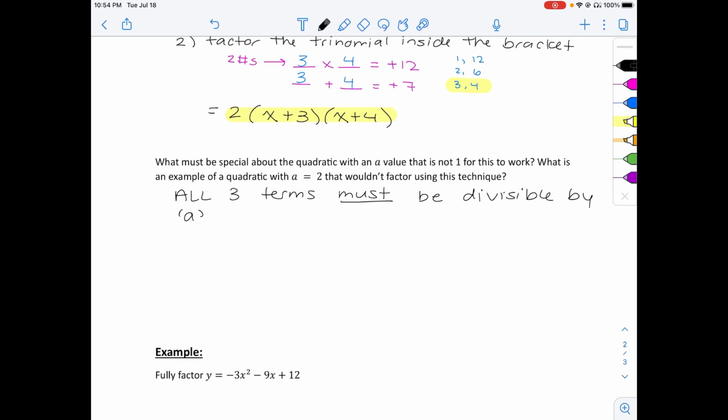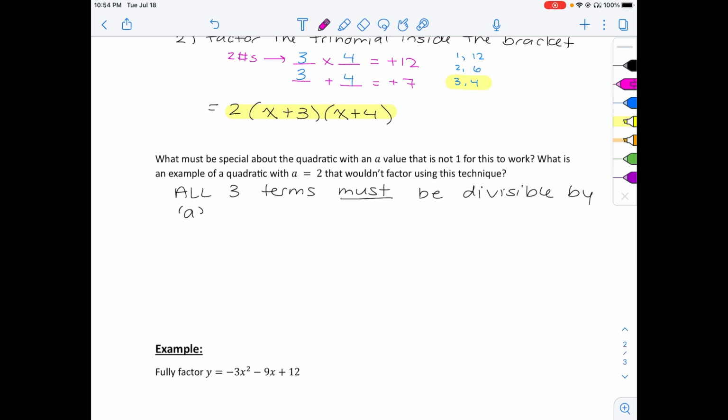Okay, so in that first example, they were all divisible by 2. This is asking for an example where a is 2 that wouldn't work. So if we had, let's say, 2x squared minus 5x plus 17, we want to check and see, can we divide all three terms by a? Obviously, you can divide the first term by a, but -5 does not divide by 2 nicely, without a fraction or decimal answer.